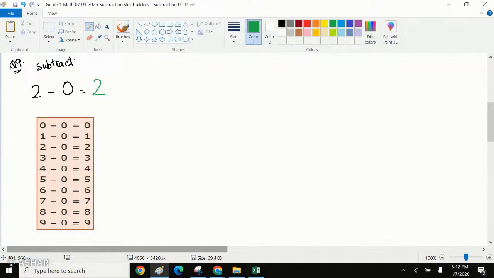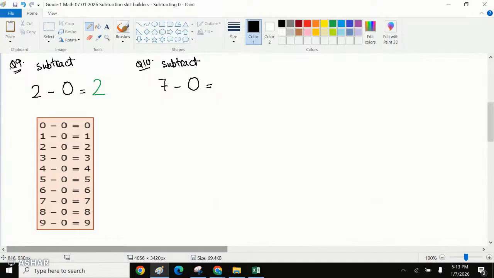Okay. For the next question, question number 10, it says subtract. Yes, 2 is the answer. Okay. Thank you. So moving on to the next question. When we look at the next question, it says 7 minus 0. Okay. So what would be 7 minus 0?